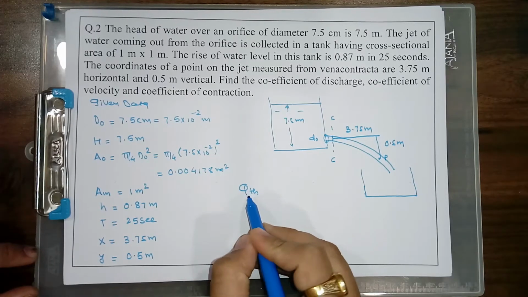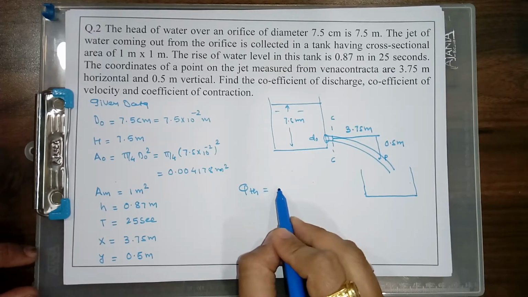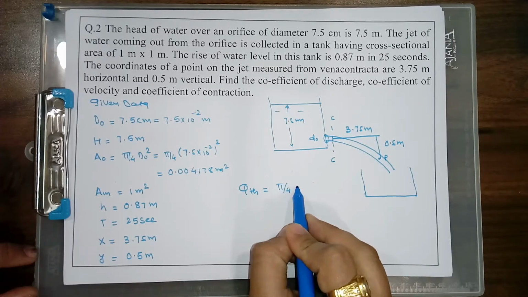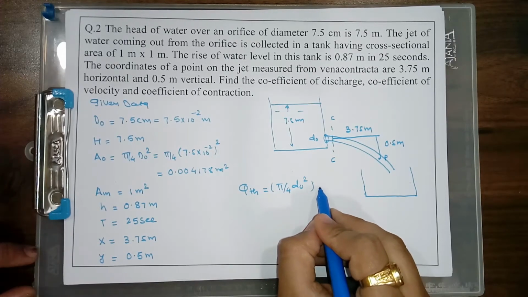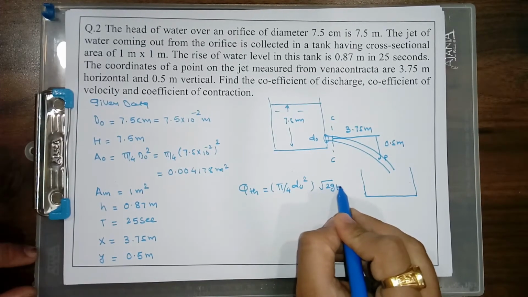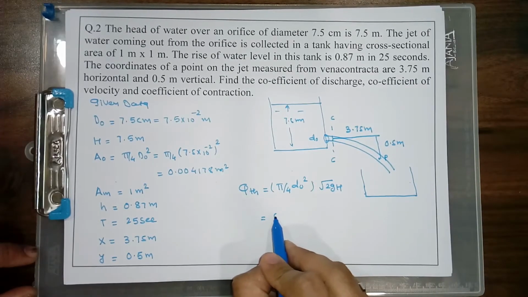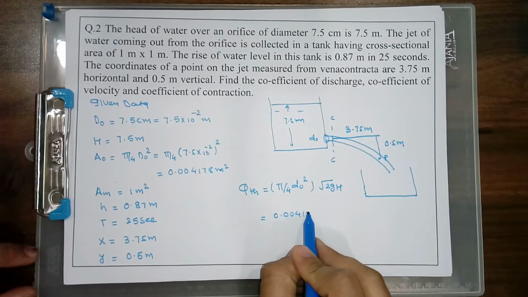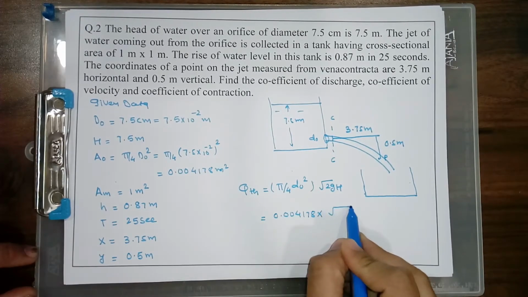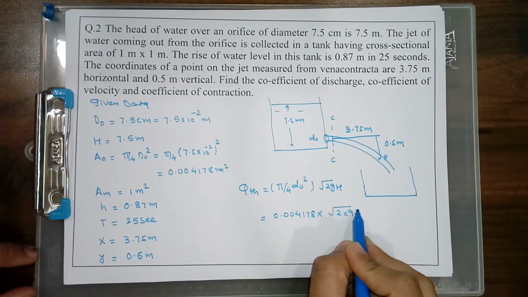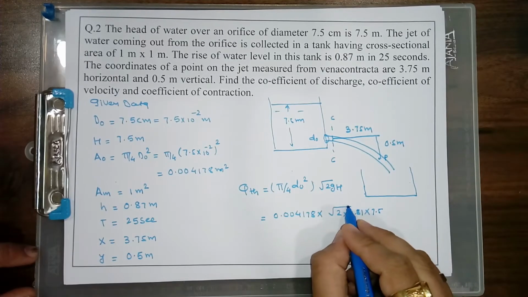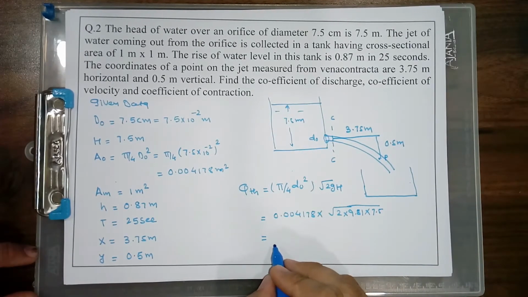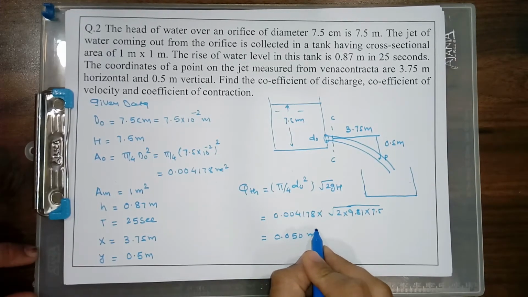So now students, we are going to calculate the Q theoretical. Q theoretical equals pi by 4 d naught square, that is the area, into the velocity of the jet, which is under root of 2gh. So the area is 0.004178 into the square root of 2 into 9.81 into the head available, that is 7.5. So we get the theoretical discharge, that is 0.050 meter cube per second.